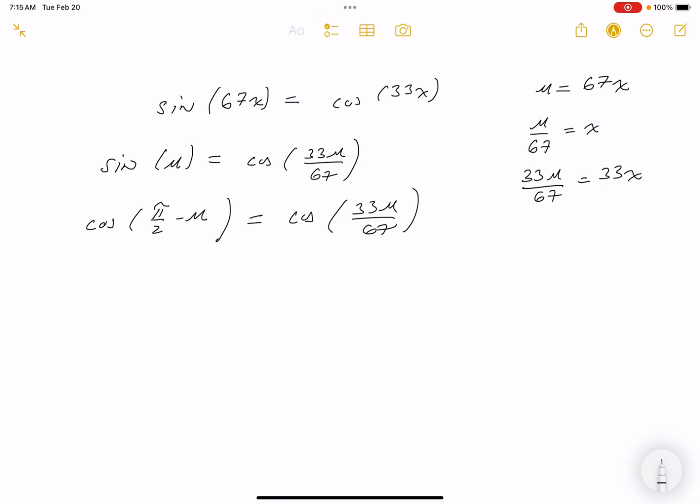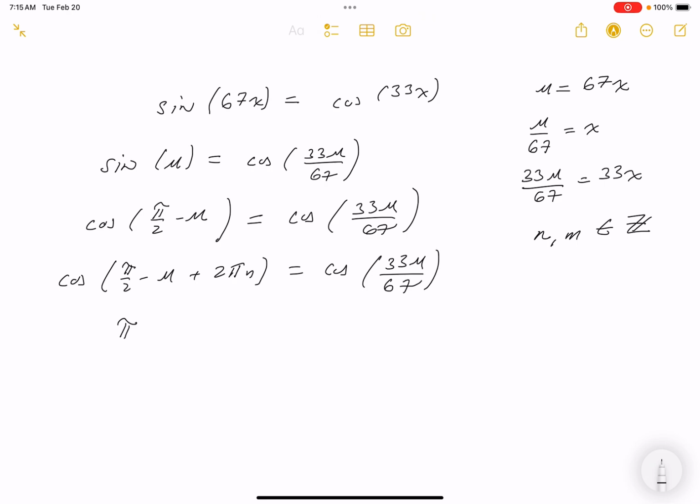Now certainly a trivial solution here would be just to equate the arguments, but there's going to be a repetition over here. And whatever this angle is, it's going to keep hitting itself every 2 pi n. I'm going to write this over here. n and m are going to be integers in the problem. All right, so I'm going to write down cosine of pi over 2 minus u plus 2 pi n equals the cosine of 33u over 67. I'm going to equate their arguments now. Pi over 2 minus u plus 2 pi n equals 33u over 67.